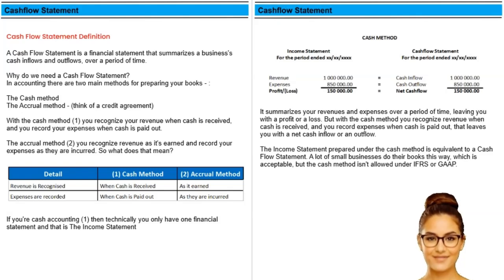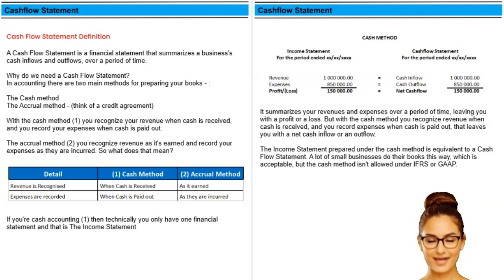In accounting, there are two main methods for preparing your books. The first method is the cash method, and the second method is the accrual method. Starting with the cash method, you recognize your revenue when cash is received, and you record your expenses when cash is paid out. With the accrual method, you recognize revenue as it's earned and record your expenses as they are incurred. Take note of the two methods.